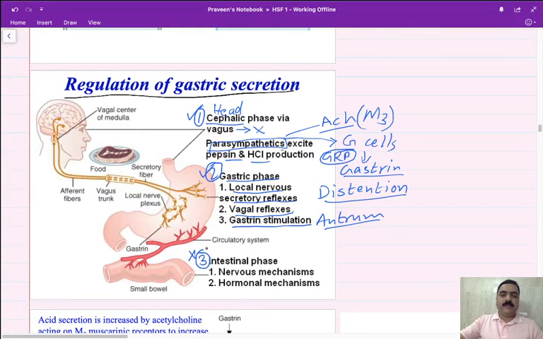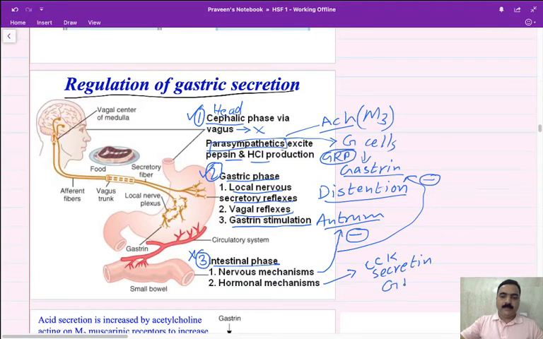Now when we go to the third phase, the intestinal phase, you get inhibition. The nervous system will inhibit the antrum to inhibit the gastrin production. The gastrin will be inhibited by the nervous mechanism and also by the hormones, the major hormones like CCK, secretin, and GIP, gastric inhibitory peptide.